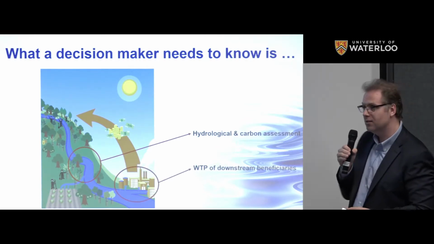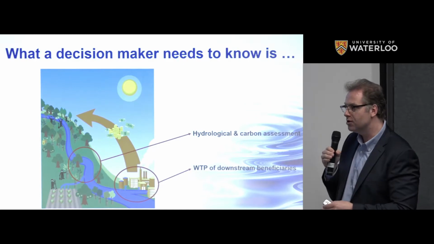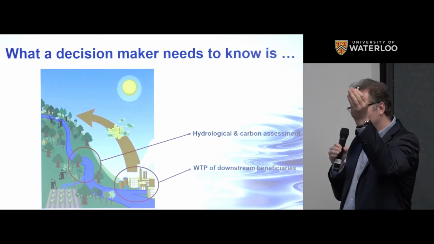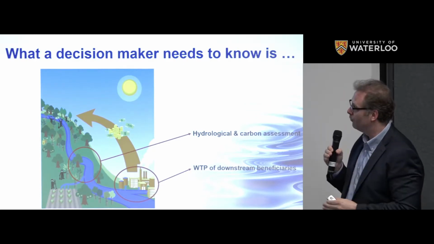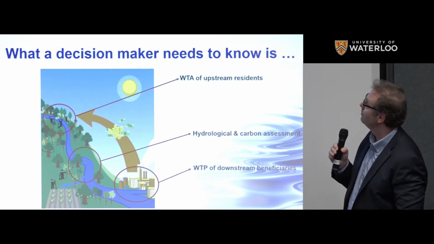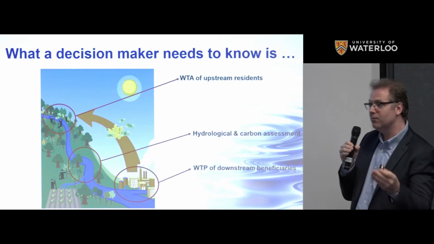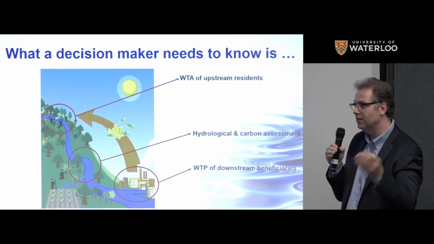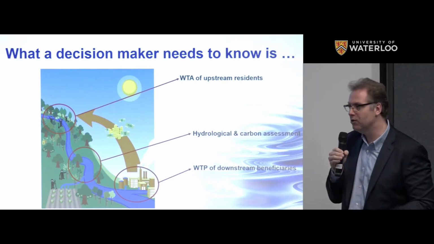And then obviously there has to be a willingness to pay of downstream users to compensate the upstream landowners for good behavior. And equally, the upstream landowners have to be willing to accept financial compensation to change their behavior. It's the same as when you buy a house.